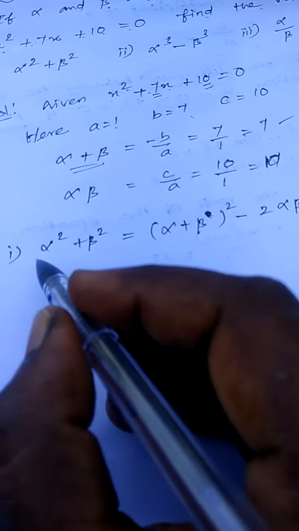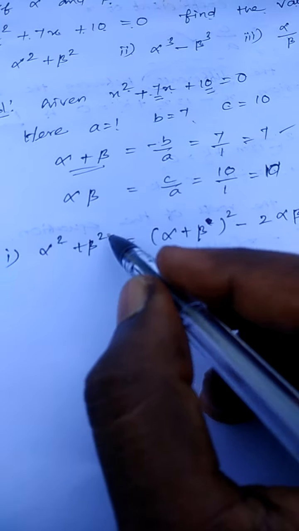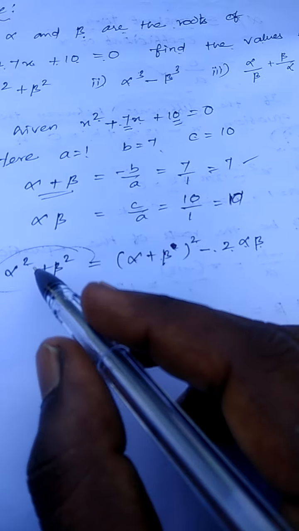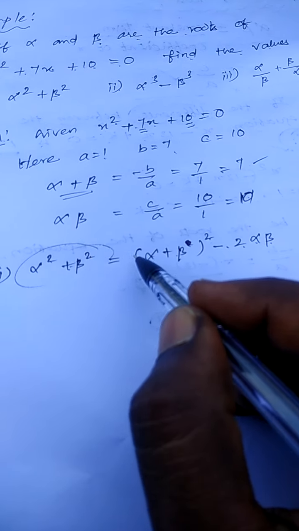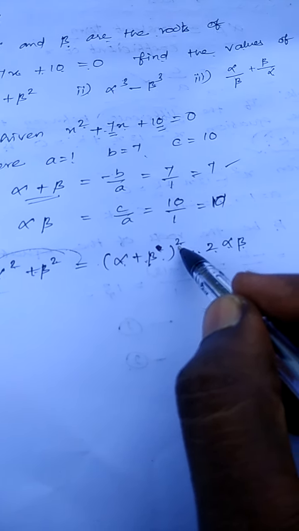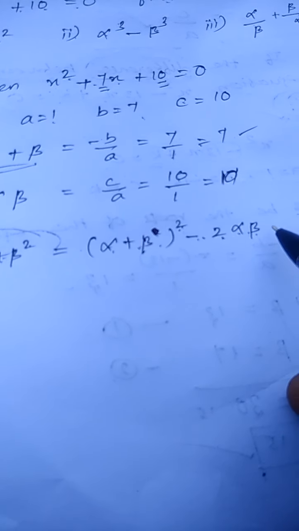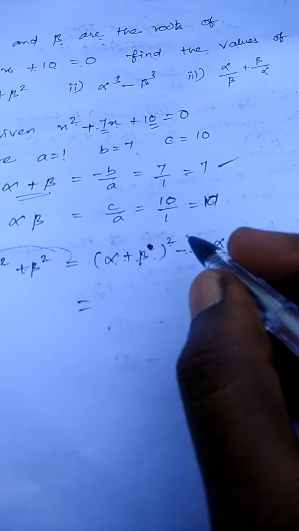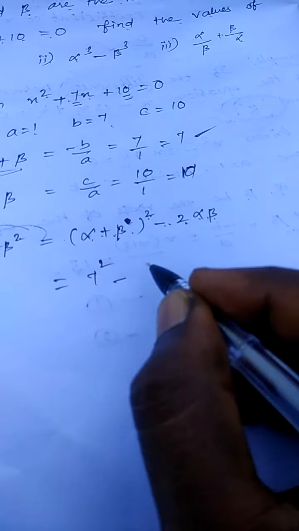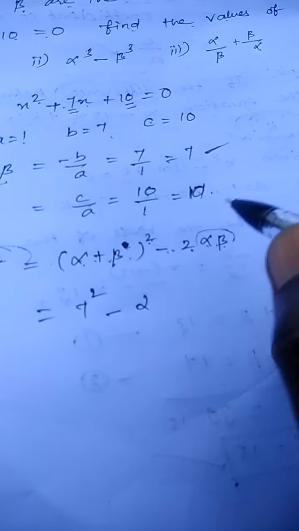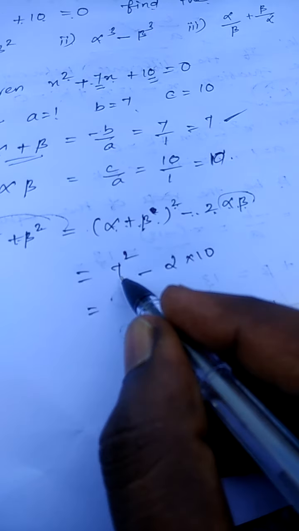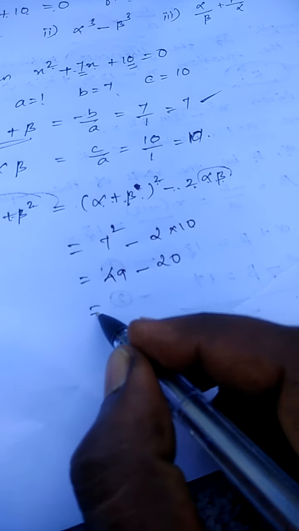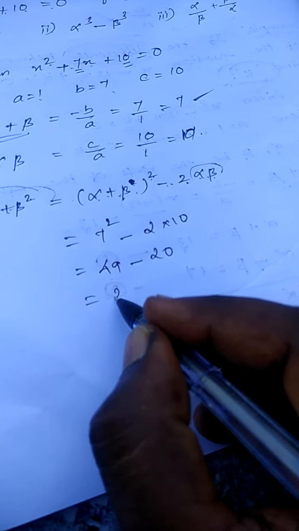Subdivision number 1: alpha square plus beta square. Using the formula, alpha square plus beta square is equal to alpha plus beta the whole square minus 2 alpha beta. We already know that is minus 7 squared minus 2 into 10. 7 squared is 49, minus 2 tens are 20. So 49 minus 20 is 29.